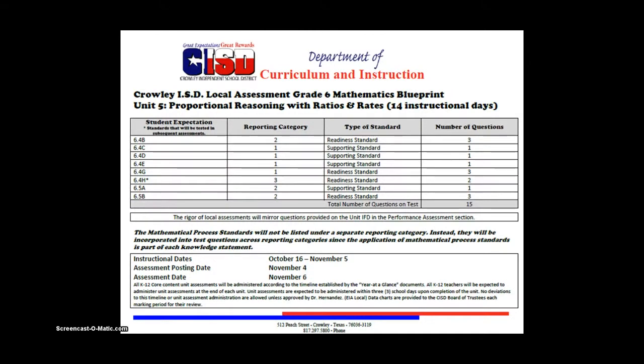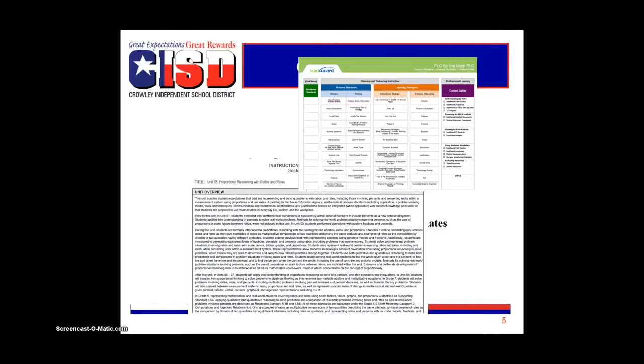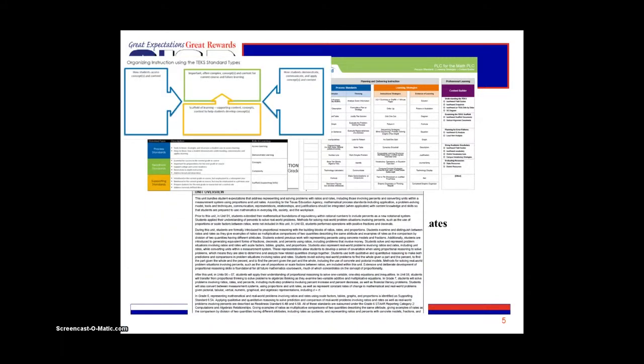For today's PLC purpose, materials teachers will need are the Unit 5 IFD, PLC for the Math PLC document, organizing instruction using the TEAK Standard Types document, and green, yellow, and blue highlighters. Before we complete the content builder for the upcoming units, let's take a minute and review the process TEAKs, as well as understand the structure of the content builder.